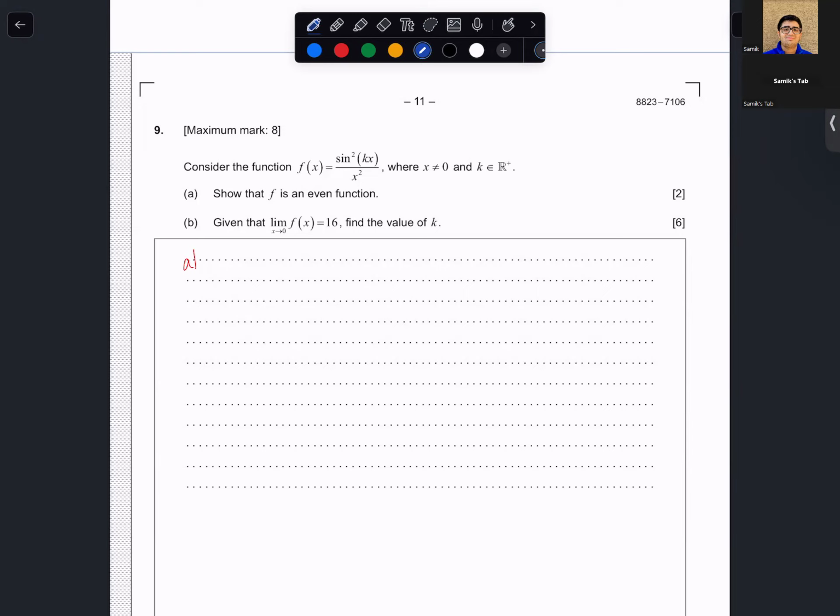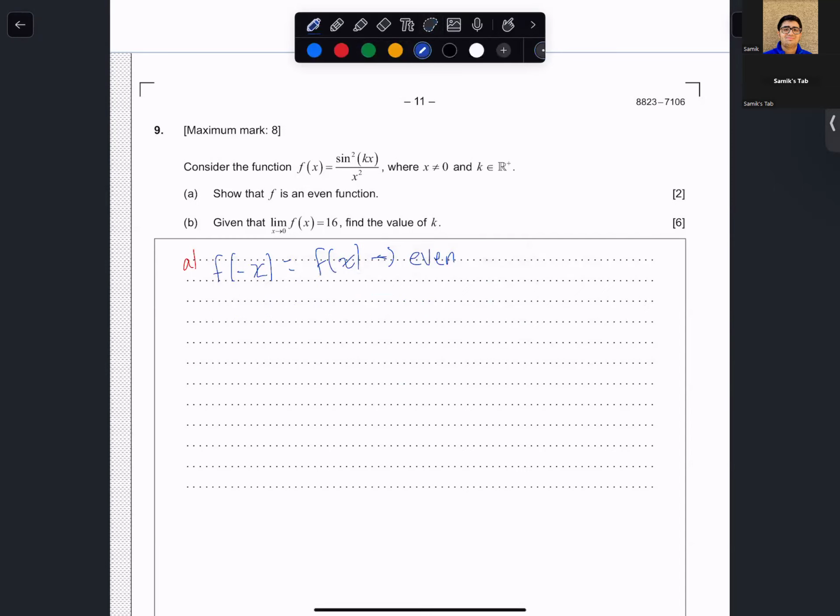Basically, an even function is this: f of minus x should equal f of x, and this means that it's even. Odd just means f of minus x should equal minus f of x, which means that it's odd, that's all. So now, since we are given that it is supposed to be an even function, we have to prove it like this.